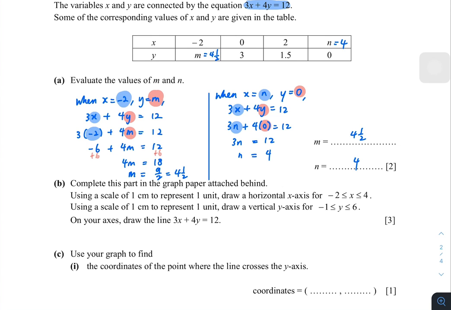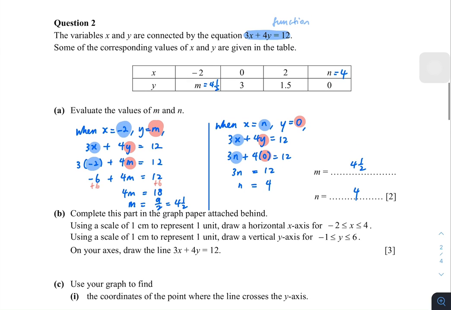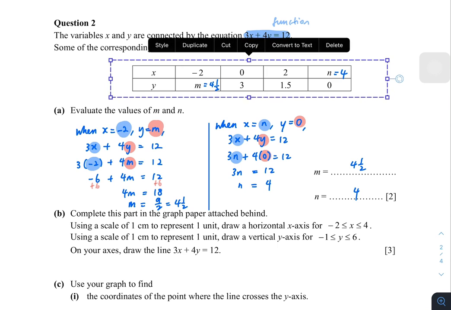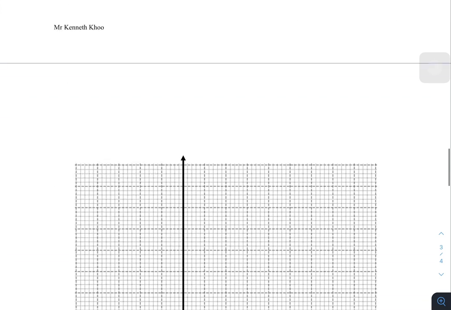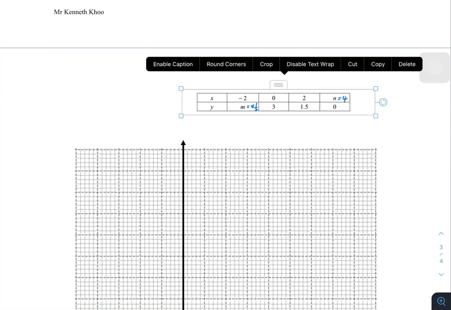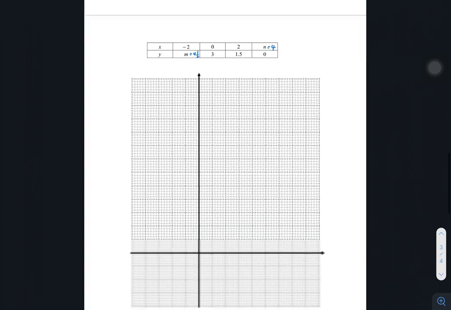So we've got 4 points to consider. Part B: now complete this part in the graph paper attached behind using a scale of 1 cm. So we are going to use this graph over here, and let's plot the graph down there on the other page. I have my values here.